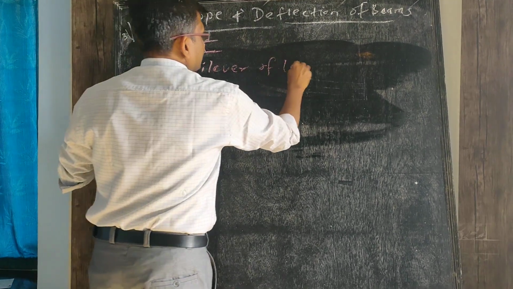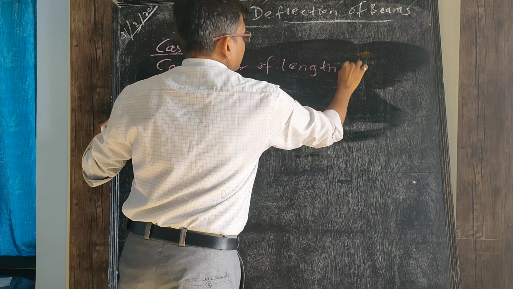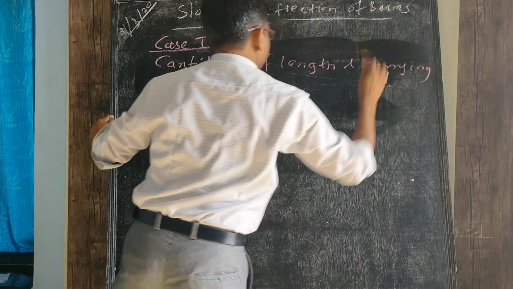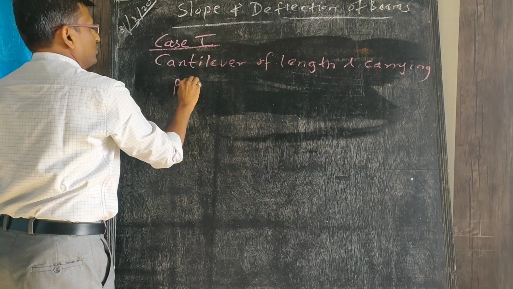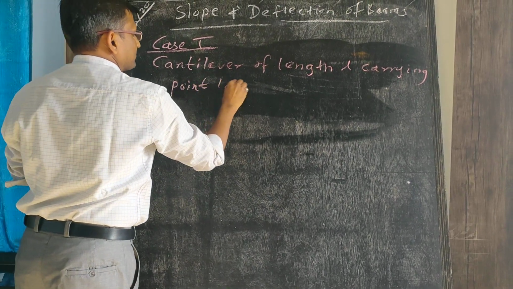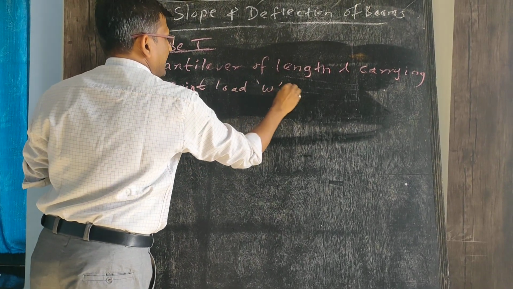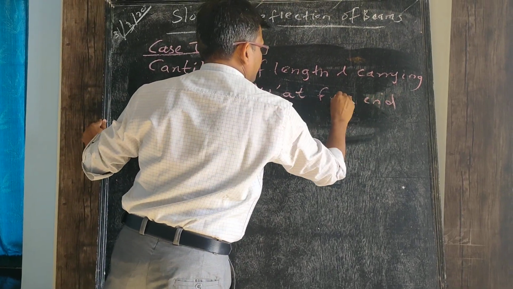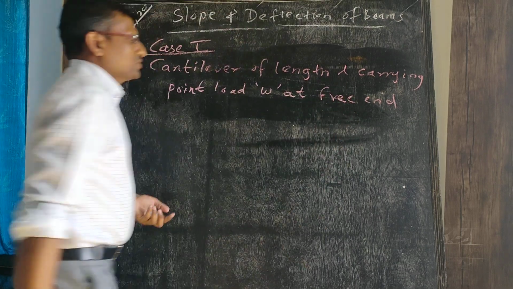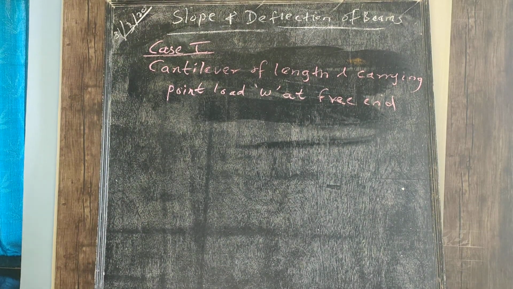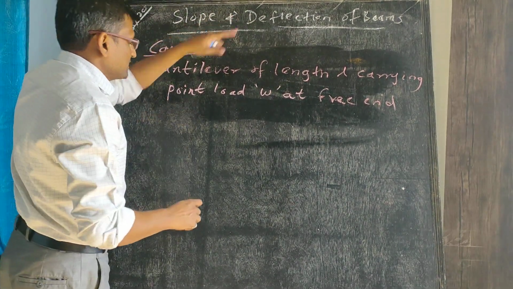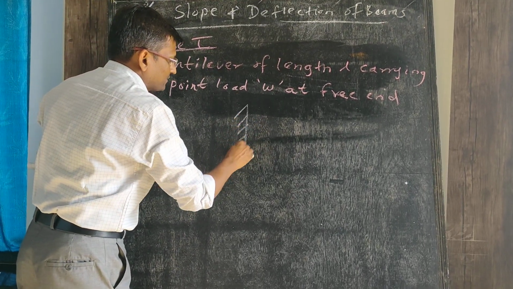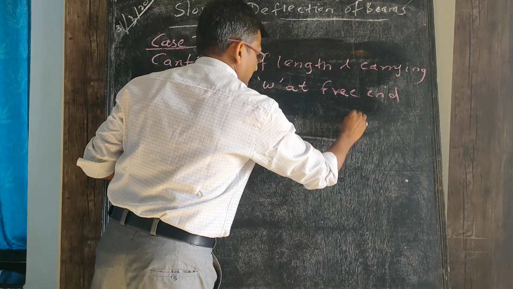of length L carrying point load W at the free end. Okay, free end. So for this particular case, now we are going to see the derivation for maximum slope and deflection. For that, let us draw a cantilever of length L.